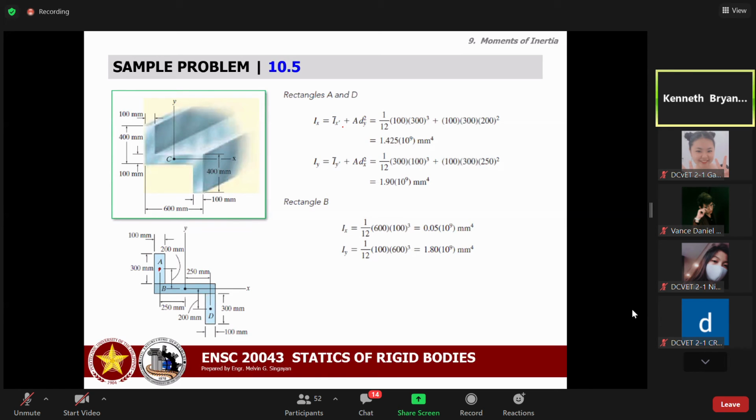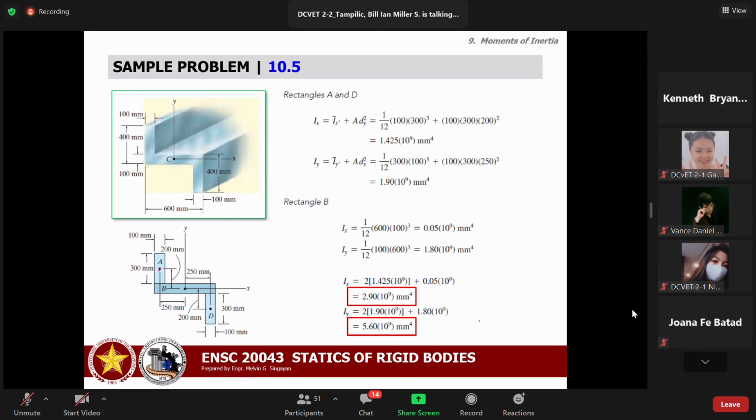Then to get the moment of inertia, you just get the sum. Since this is for rectangles A and D, you need to multiply by 2. This also needs to be multiplied by 2. So Ix is equal to 2.9 times 10 to the 9 millimeters to the fourth, and Iy is 5.10 times 10 to the 9 millimeters to the fourth. And those are the answers. Okay, question? Wala po.